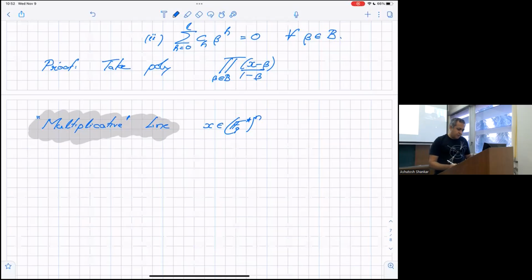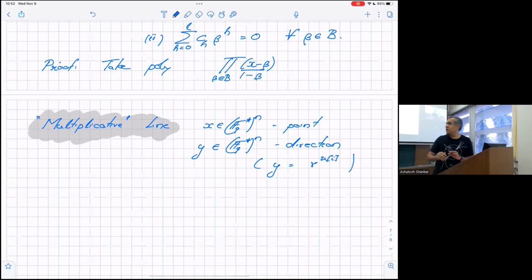Here also we have the same thing. x will be in some F_q star to the n. This is a point. y will also be an element in F_q star to the n. That's the direction. And in fact, the directions we will be looking at will all be of the form y equals gamma to the power u_i. We'll just take gamma and look at this vector, and that's going to be the direction we're going to look at.